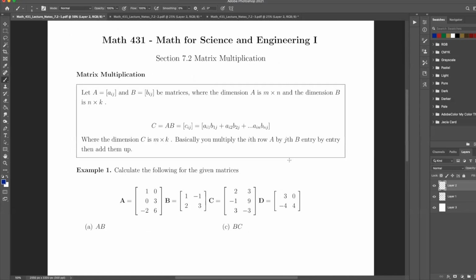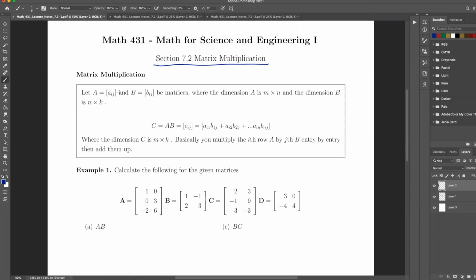Matrix multiplication, and I'm going to go slightly quickly through this one. I'll mark this so I know where to start the video. So we're going to have two matrices. This section is matrix multiplication.